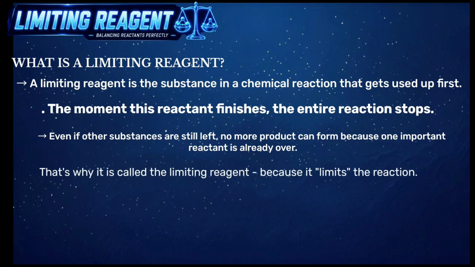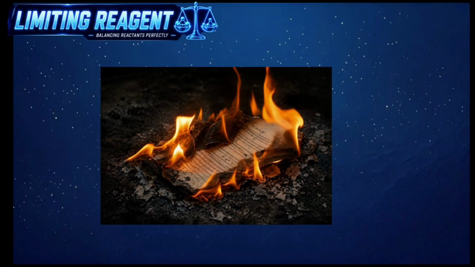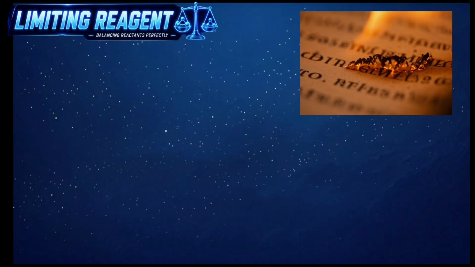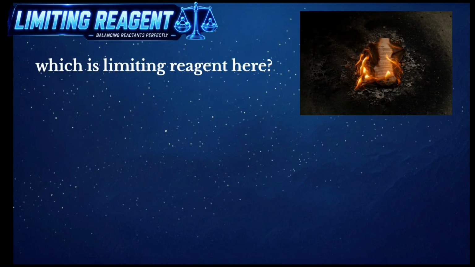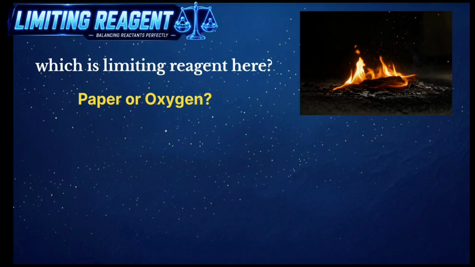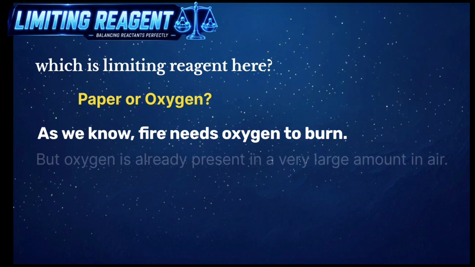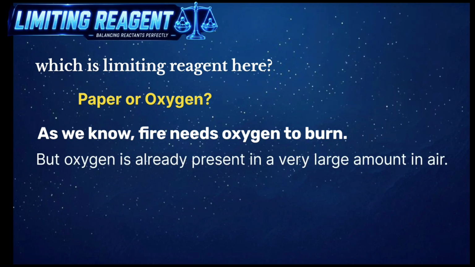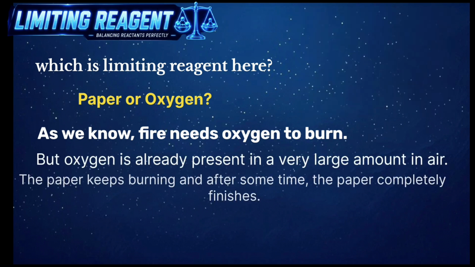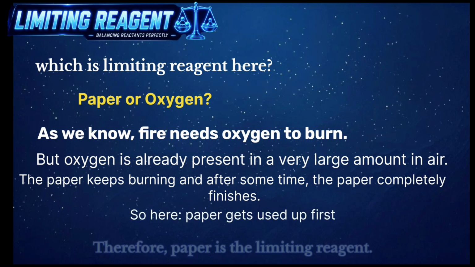Now let's understand this with a super simple real-life example. Suppose we burn a piece of paper. Now the question is, which is the limiting reagent here? Paper or oxygen? As we know, fire needs oxygen to burn, but oxygen is already present in a very large amount in air. The paper keeps burning, and after some time, the paper completely finishes. So here, paper gets used up first. Therefore, paper is the limiting reagent.